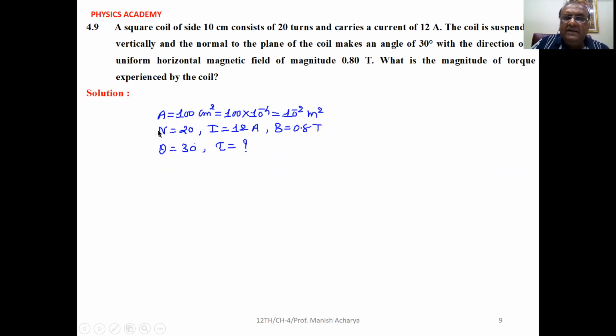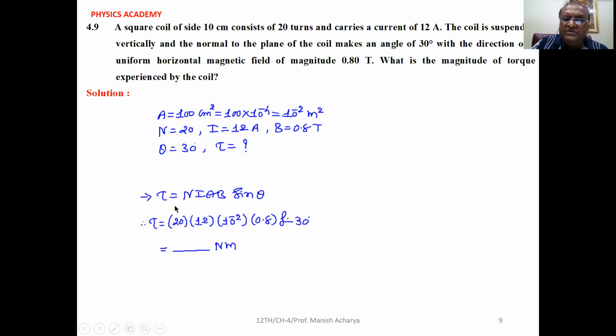Now, simple thing again, area, that is 100 centimeter square. So that is 100 into 10 raised to minus 4 meter square, that is 10 raised to minus 2 meter square. Number of turns in the coil, that is 20. Current flowing through it, that is 12 ampere. It is placed in the magnetic field B of 0.8 Tesla, and the angle between area vector and the magnetic field, that is 30 degree. So tau is how much?